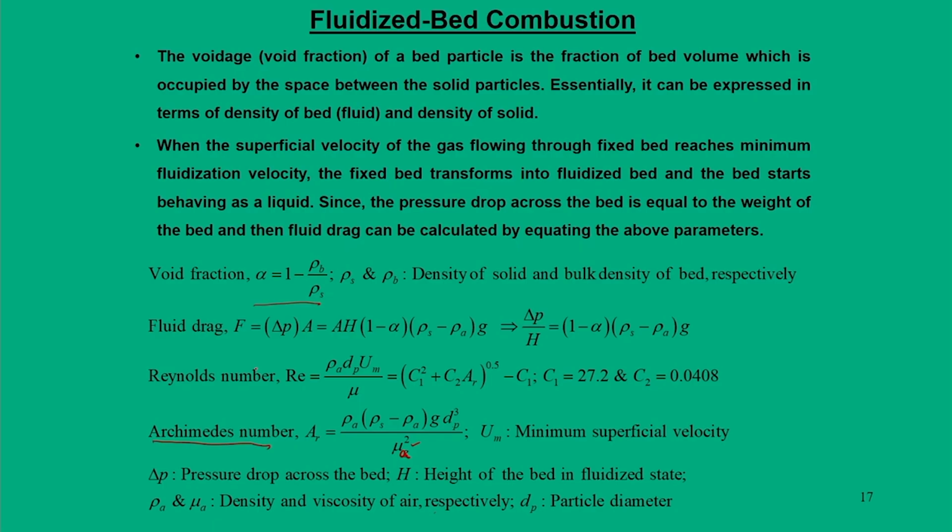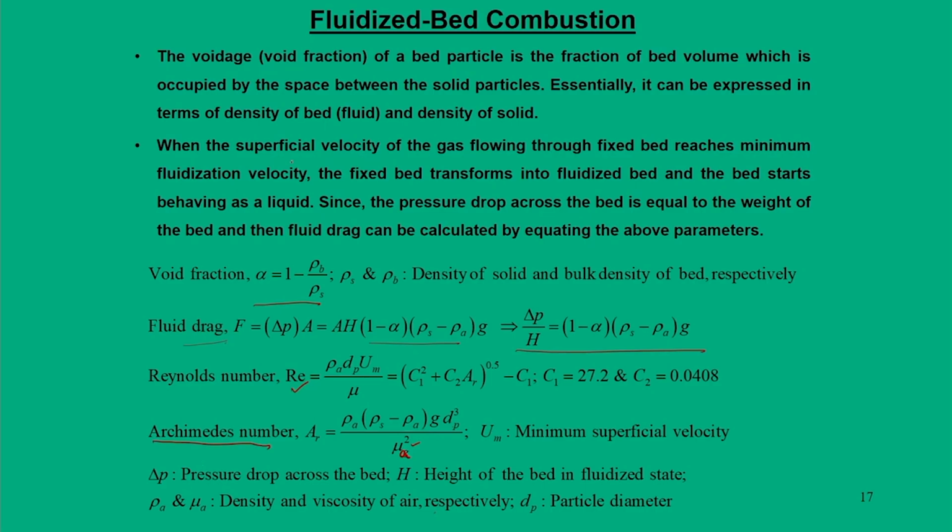When the entire coal products sits on the bed, we have a certain density, but each coal particle has its own density, that is the density of the solid. So, then fluid drag can be estimated by this equation, that is delta p times A. This can be correlated with A times H into (1 minus alpha) (rho S minus rho G). So, we can calculate what is delta p by H. Then also we can introduce Reynolds number. So, why is this Archimedes number related? Because to find this minimum superficial velocity.